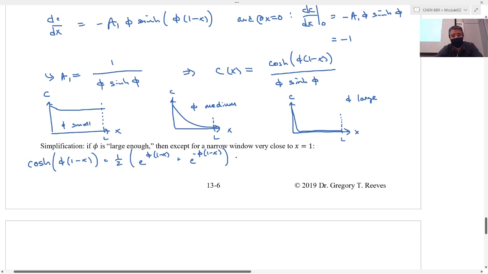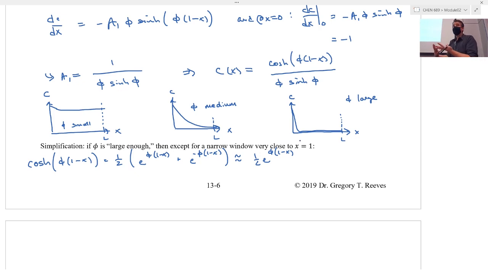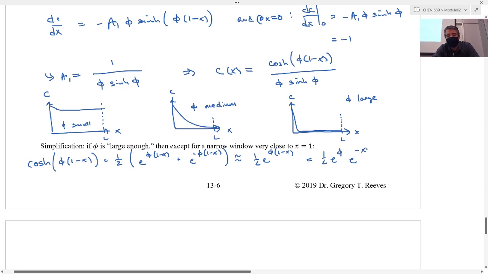So if phi is large enough, then this simplifies down to 1/2 e to the phi times 1 minus x. If phi is large enough, then as long as x isn't almost exactly equal to 1, this second exponential is very, very, very small. So we can ignore this second term, and we pretty much only keep the first term. Okay, and you can pull out e to the phi, and so this is equal to 1/2 e to the phi times e to the negative phi x.